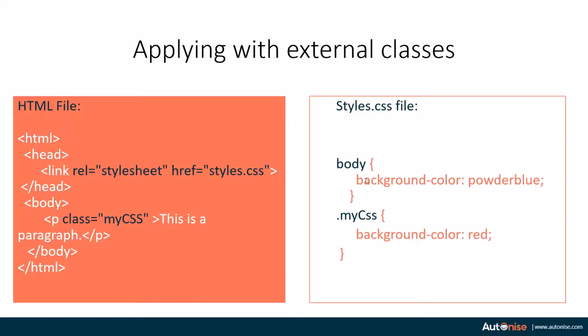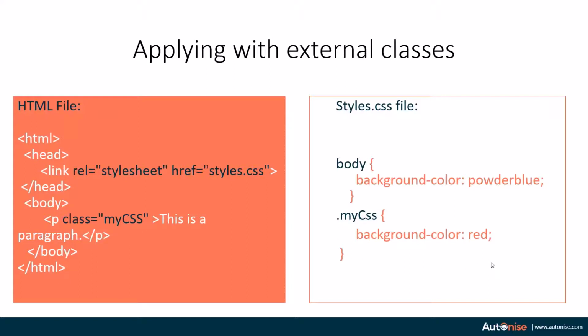To do that, we use classes. A CSS class begins with a dot or a full stop. After that, we specify the class name. Inside the class name, we specify the corresponding properties and their values. This is how we define a CSS class.